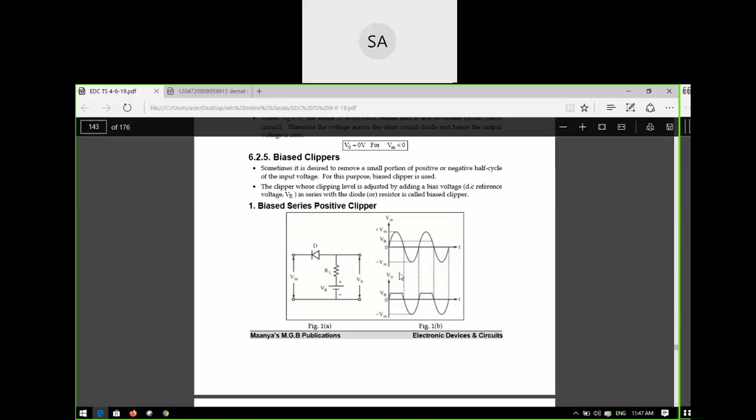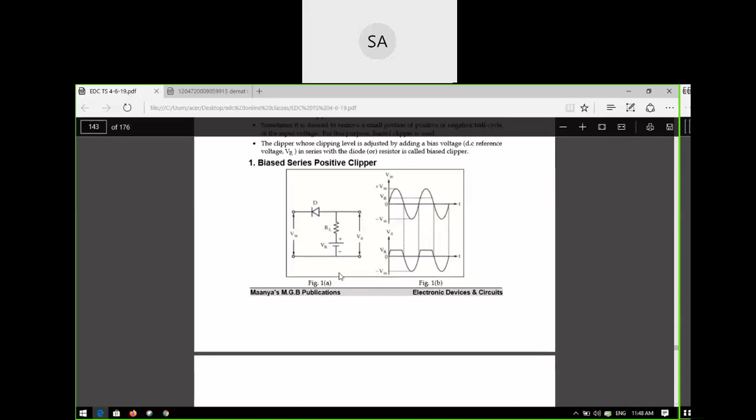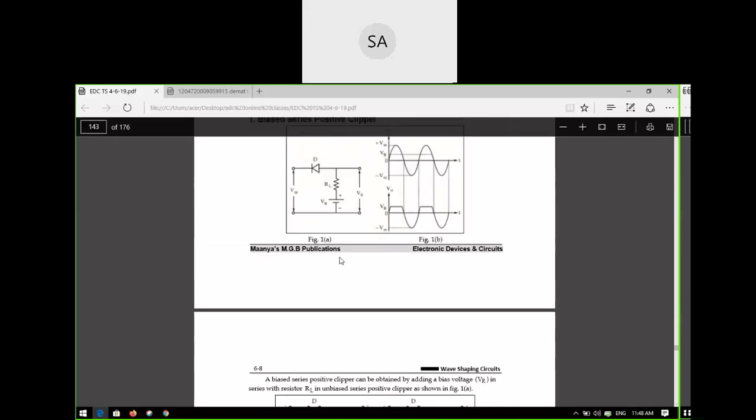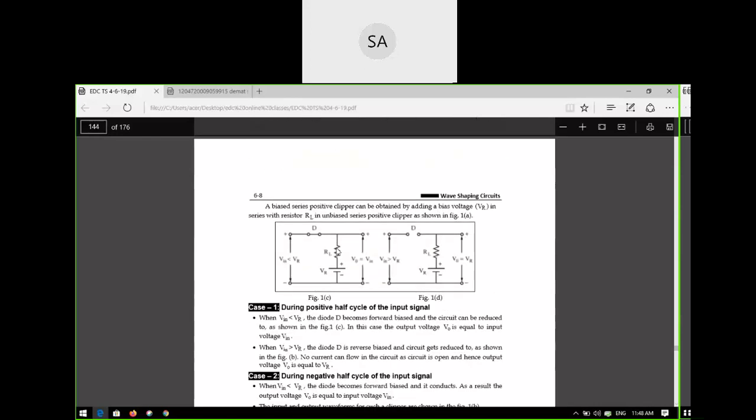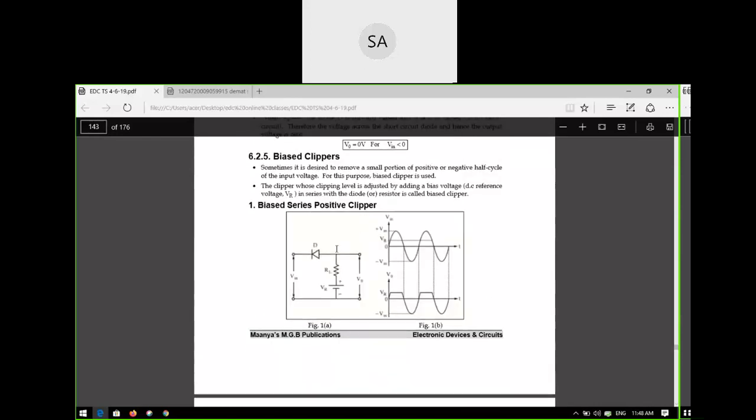VR is positive voltage, because you are connecting the positive half cycle. So this portion is positive. This is the positive y axis, this is the negative y axis, and this is connected here. VR is positive, and above this portion only it is clipped off. So see here, to align this circuit you have to observe carefully. Then only you will understand the other circuits of biased clippers.